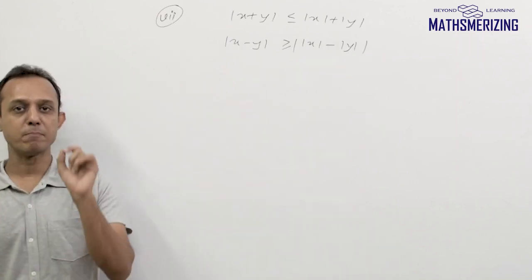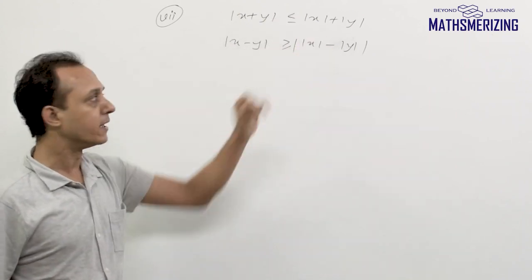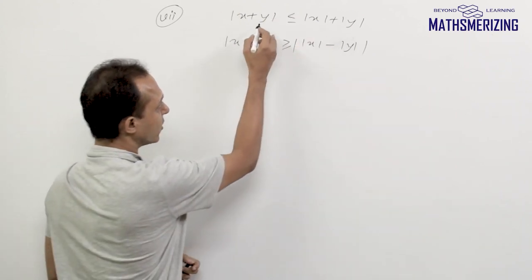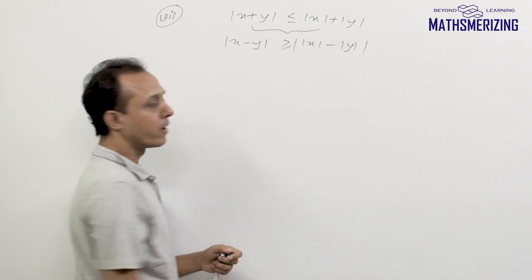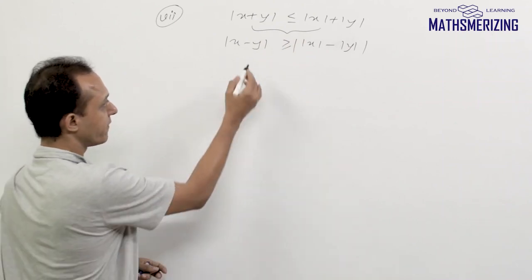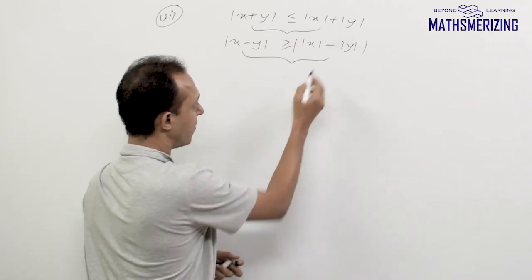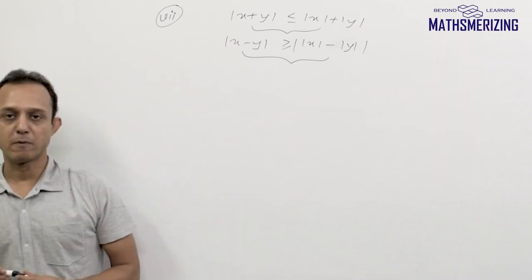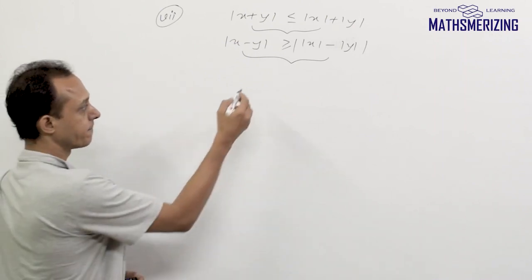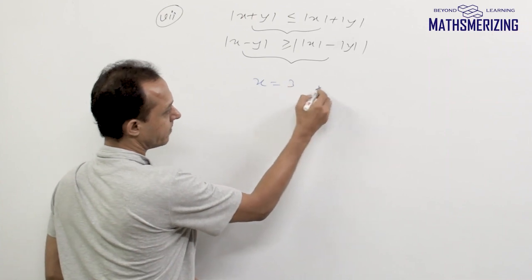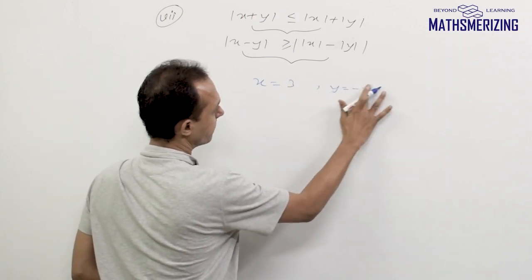So the seventh property in modulus functions is the properties of inequalities. Mod of x plus y is always less than or equal to mod x plus mod y, and mod of x minus y is always greater than or equal to mod of x minus mod of y. Now, for example, suppose I say x is 3 and y is minus 2.